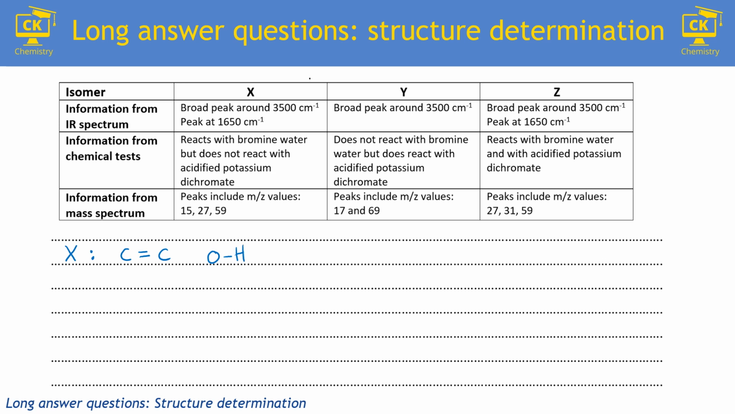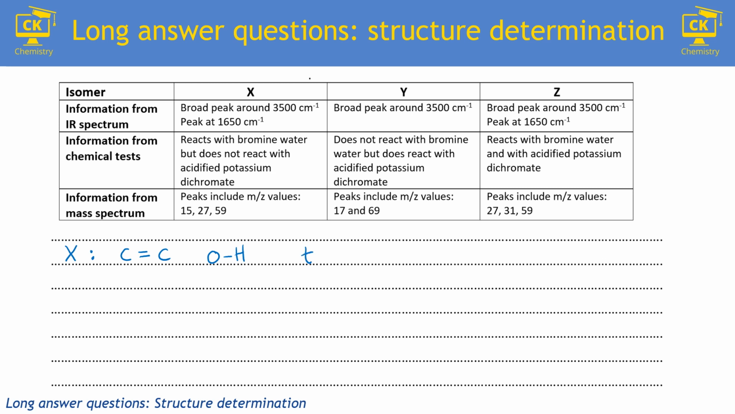Now the chemical test tells us a little bit more about that. So that tells us alkene and alcohol. There's no carboxylic acid because there's no C double bond O. Reacting with bromine water doesn't really tell us any more information except for the fact that it contains an alkene. Not reacting with acidified potassium dichromate tells us about the OH group.